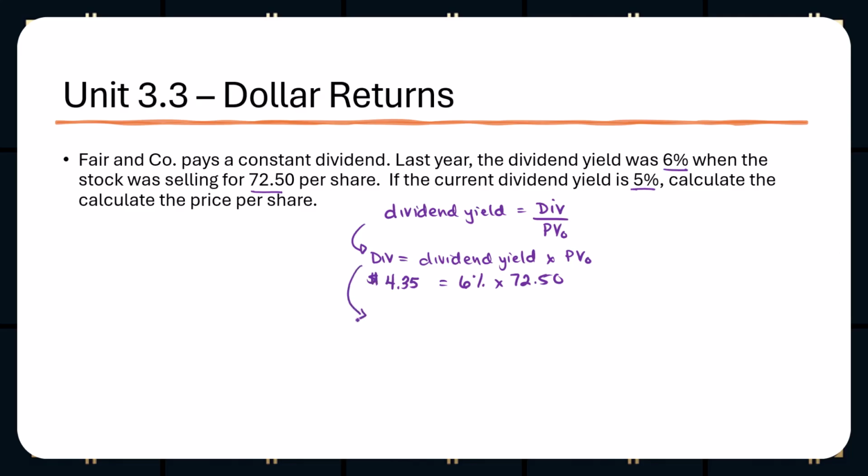Again, rearranging the formula, this time I'm going to be solving for PV0. Well, PV0 is going to equal that $4.35 dividend, all divided by that dividend yield. So we'll take the $4.35, we'll divide that by 0.05 or multiply it by 20. That's another way to do that in your head. And we can see that the new price per share is $87.